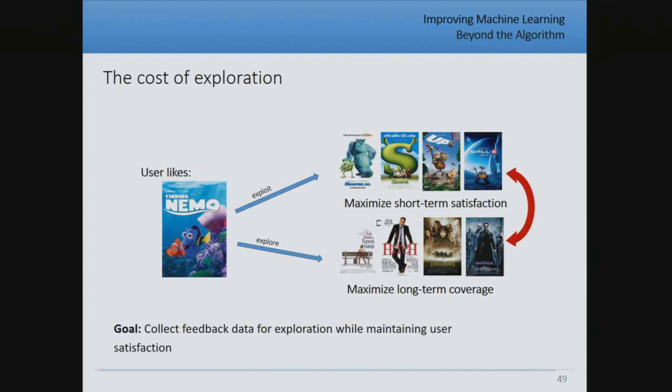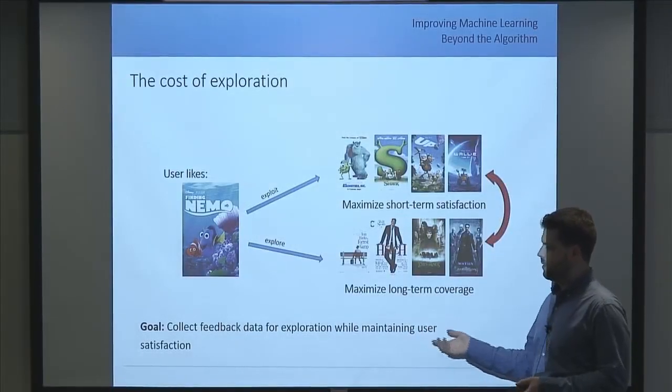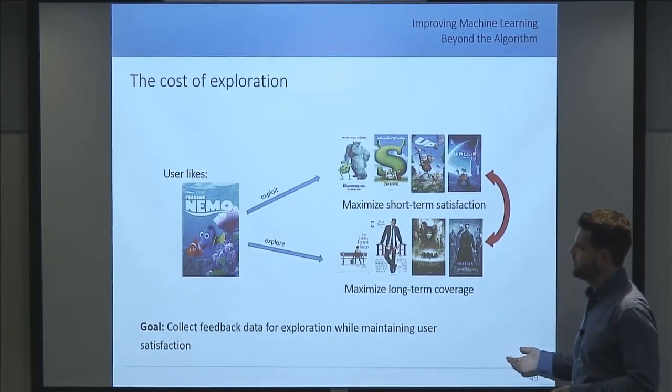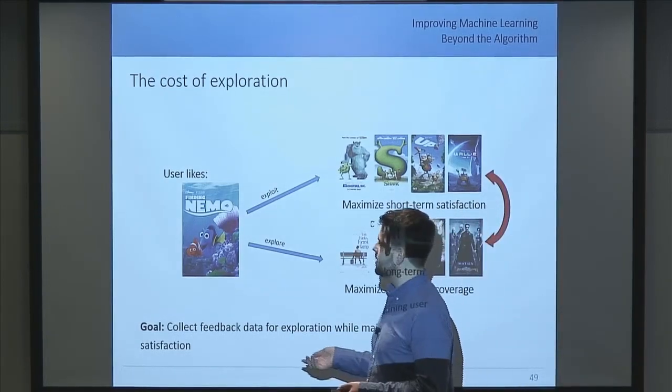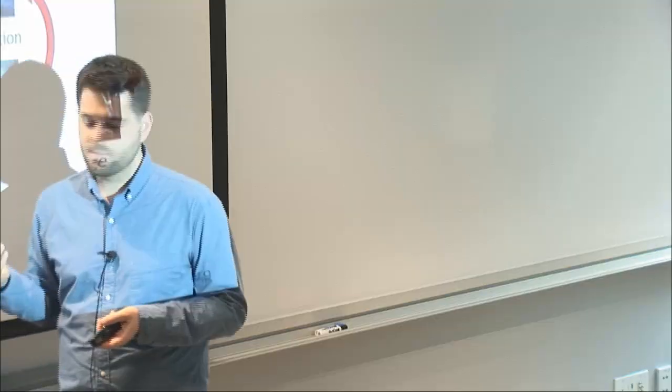And then this is the final project that I want to talk about. This is this year's WISDOM paper, where we looked at the cost of exploration from the user's perspective. Our goal was to look at how we can collect feedback data from exploration while maintaining user satisfaction. Most of you are very familiar with this, but let's quickly talk about the exploitation and exploration trade-off.